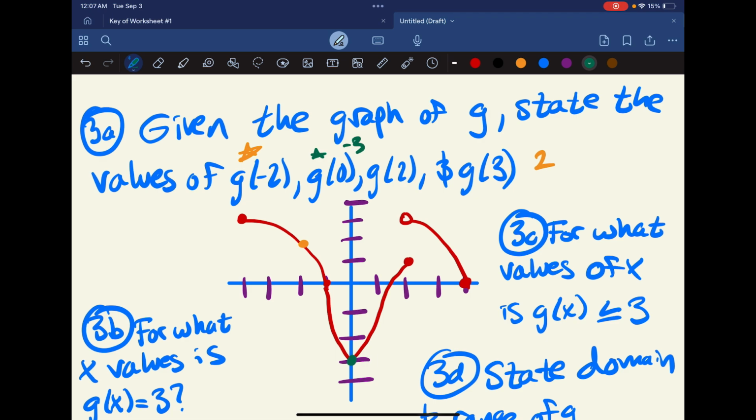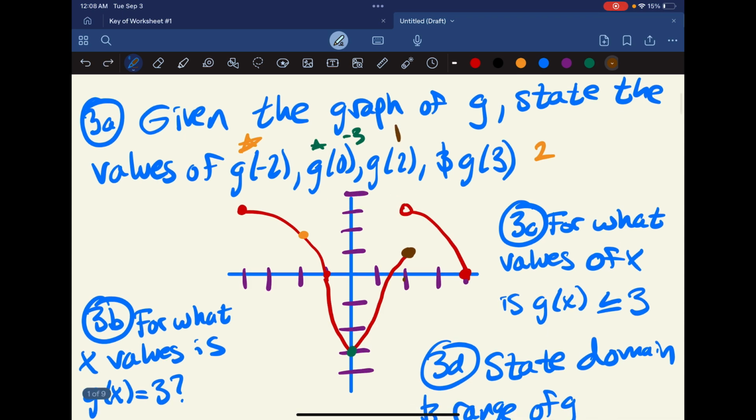G of 2. Running out of colors here, but we'll use brown. G of 2, so we're going to be looking at this x-coordinate right here. And we have two options. We've got an open hole and a closed hole. Whenever we're talking about the value of something at a point, we always use the closed hole. So we will say that g of 2 is 1. And it is not 3, because we always go for the closed hole.